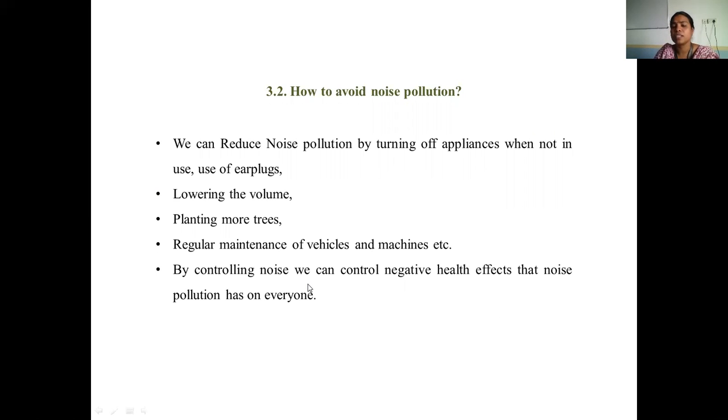By controlling noise, we can control the negative health effects. Some irritability, irritation and other health conditions happen when you are continuously exposed to noise at continuously elevated levels. So by reducing the noise, you can control your negative health effects.